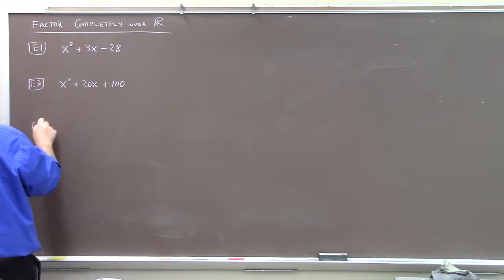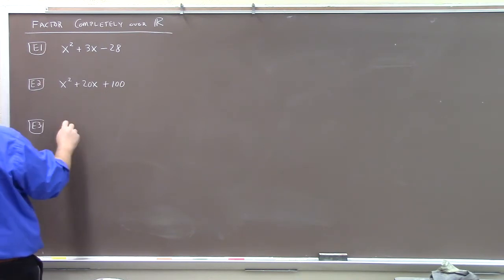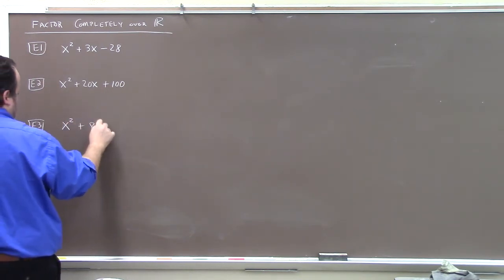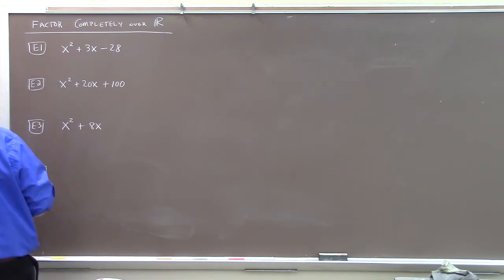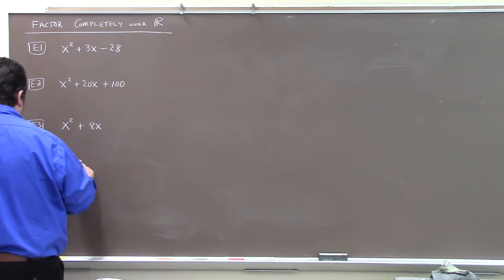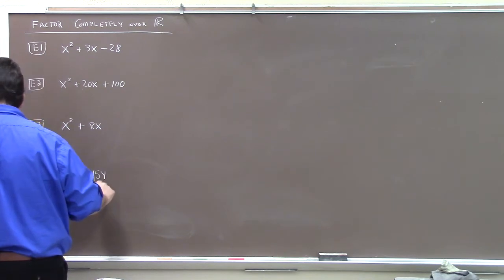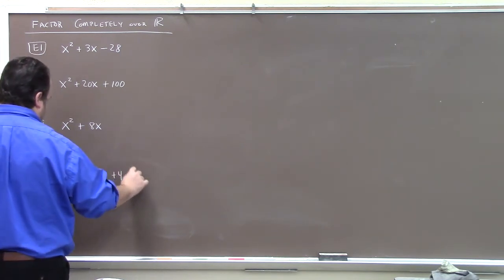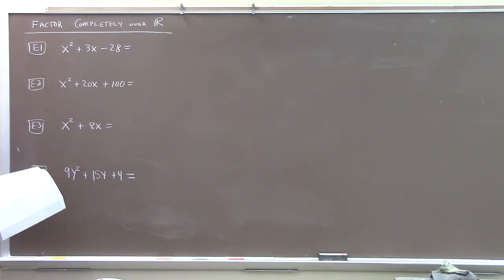Example 3. We're going to factor x squared plus 8x. Example 4. We're going to factor 9y squared plus 15y plus 4. All right, there's what we got in front of us. Let's look at these problems.